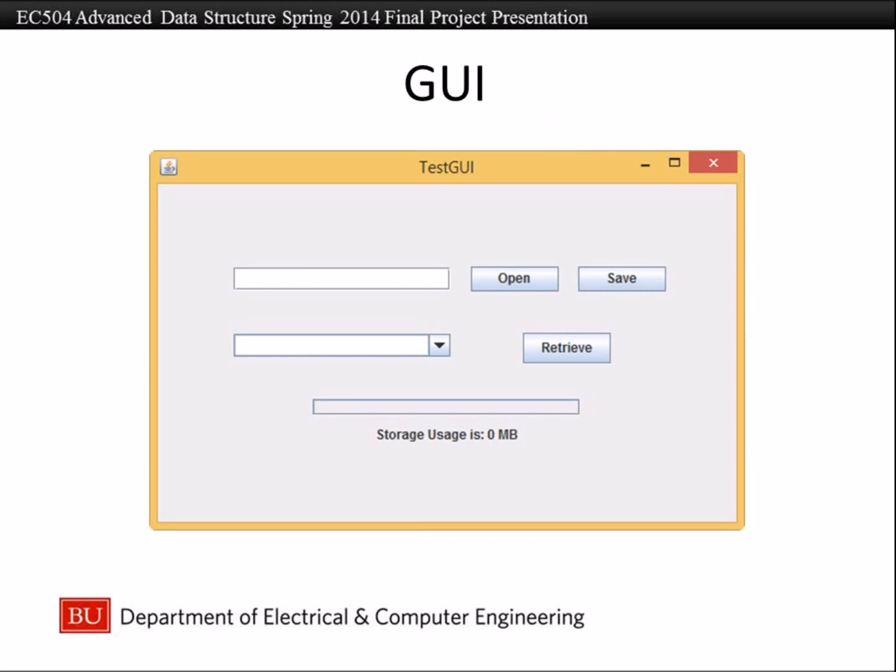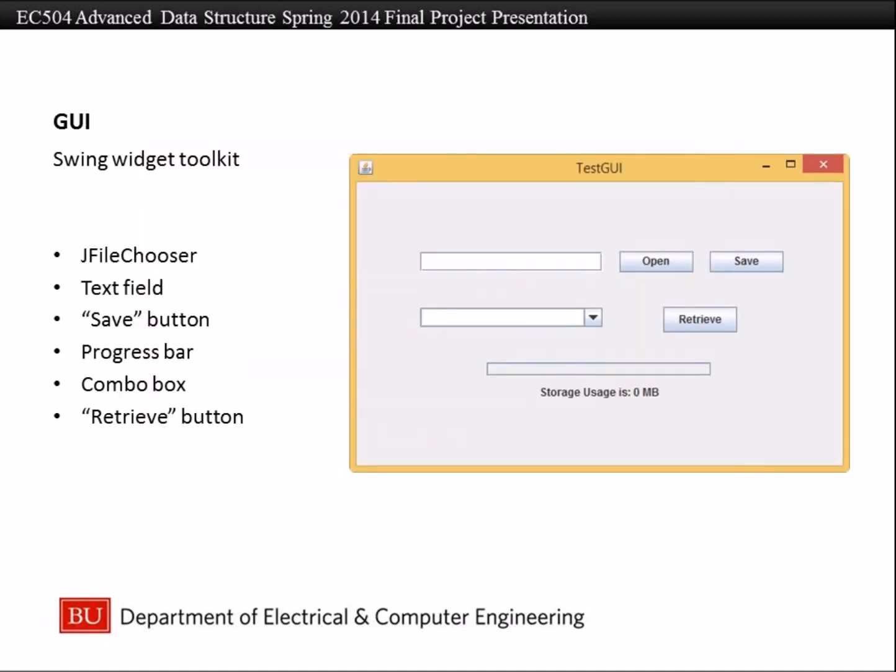My name is Chengxi, and I'm going to talk a little bit about the GUI part of our project. Our GUI is designed to include all the basic features of our deduplicator and to make it more user-friendly. We use the Java Swing widget toolkit to build our GUI and incorporate all the backend functions through the API.